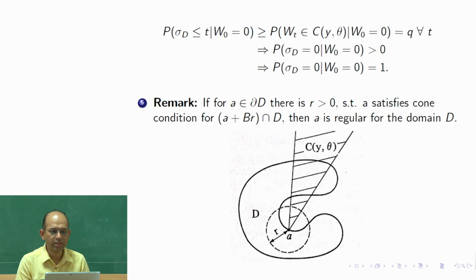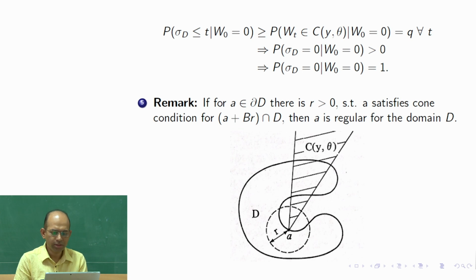sigma_D is equal to 0 with positive probability. Okay, and since we know Blumenthal's 0-1 law, by using that law we know that anything positive should be 1. So, here this probability, any number which is more than 0 should be 1.